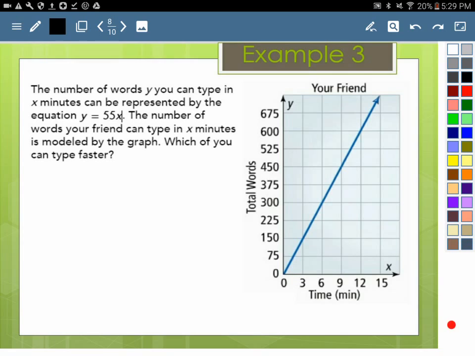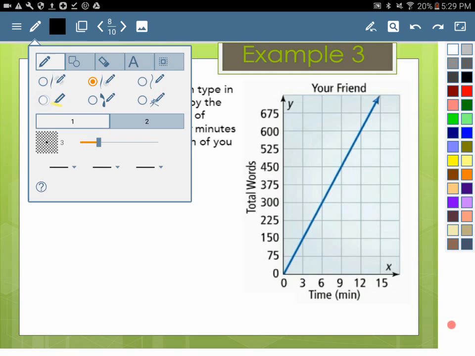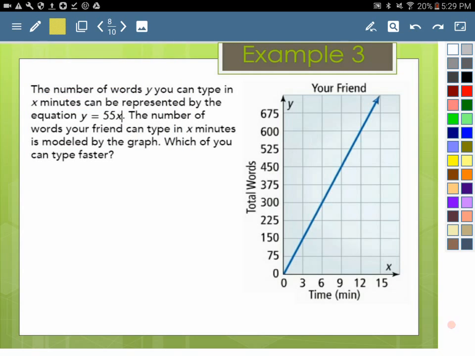All right, we've got one more example that we need to go through and one more U-Try. The number of words y you can type in x minutes can be represented by the equation y equals 55x. The number of words your friend can type in x minutes is modeled by the graph. Which of you can type faster? So right now this question is asking us to compare two things. The first thing is you. So the number of words you can type in x minutes can be represented by the equation y equals 55x.